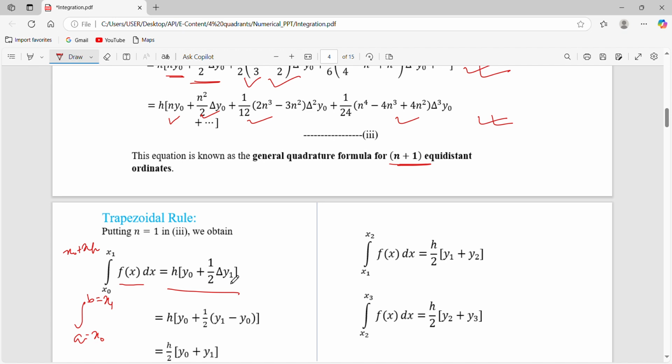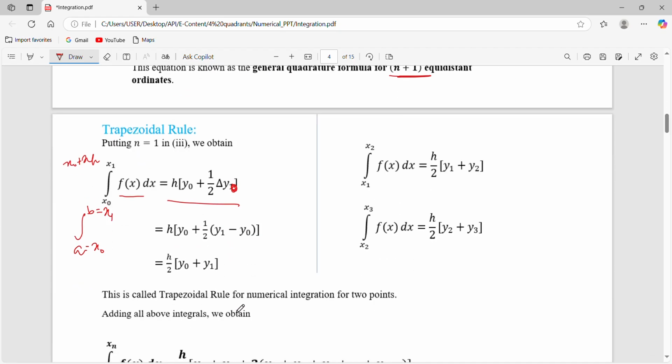It will be del y0. There is some confusion, so all of you look at this one, there is a correction. So h into y0 plus half of del y0. So next, after doing this, y0, y0 no change. Now del y0, what is the formula of del y0? Already we know from finite differences. So del y0 means y1 minus y0. So after simplifying, you will get h by 2 into y0 plus y1. So this is for the interval x0 to x1.